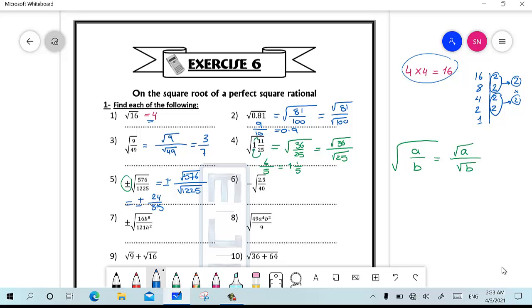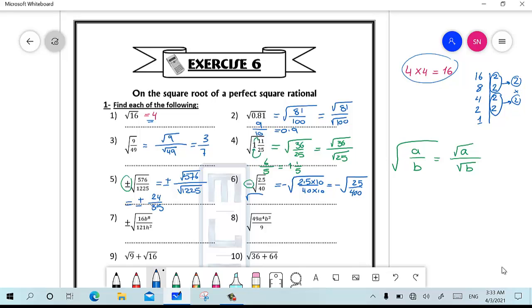Now let's go for number 6, and here in number 6 he wants the negative square root of the number. So here I have negative square root 2.5 over 40. What should I do here? I'm going to get rid of the decimal. So simply to get rid of the decimal, what I should do is multiply by 10. And we know that when we are dealing with fractions, when we multiply anything in the numerator, I do the same at the denominator. So I have 2.5 times 10 over 40 times 10. This is going to equal negative square root 25 over 400.